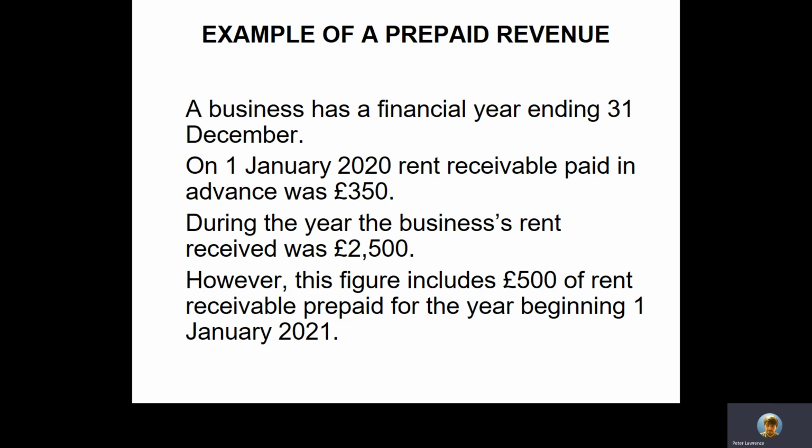So prepaid revenue. 31st December is our year end. And on the 1st of January 2020, rent receivable paid in advance was $350. So we've received it in advance at the very start of the year at $350. During the year, the business's rent received was $2,500, but that includes $500 worth of rent for the year beginning 1st of January 2021, which is next year.